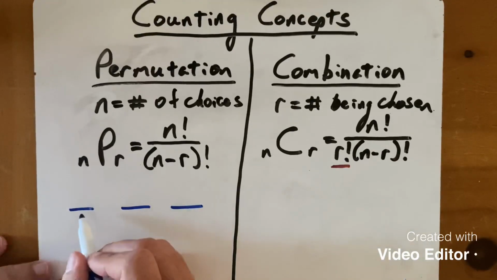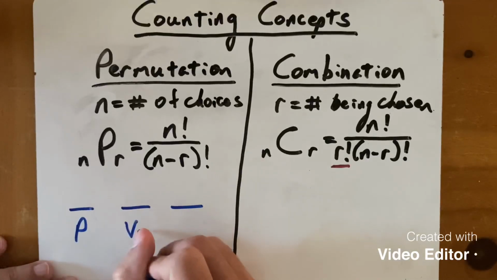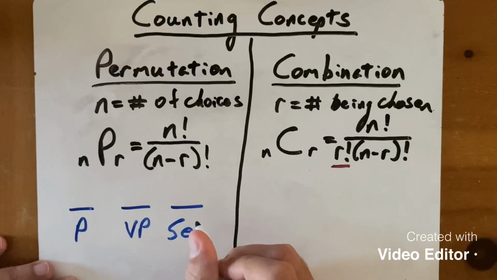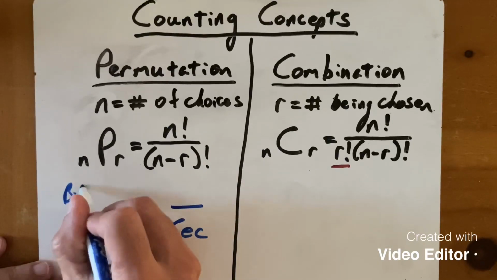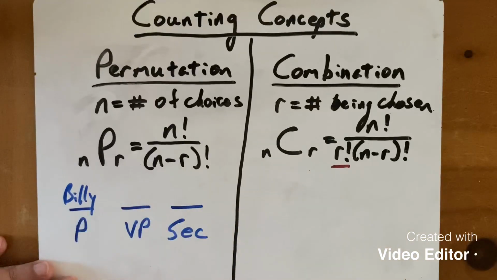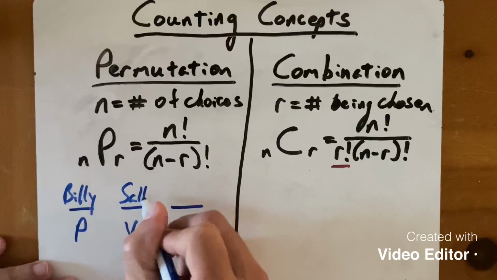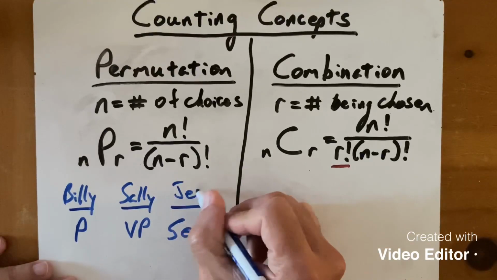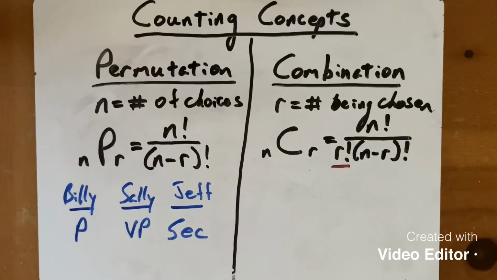Now, if I have a president, vice president, and secretary, and let's say that I choose Billy first, and he's going to be my president. Sally is chosen next for the vice president, and then Jeff is chosen last as the secretary.